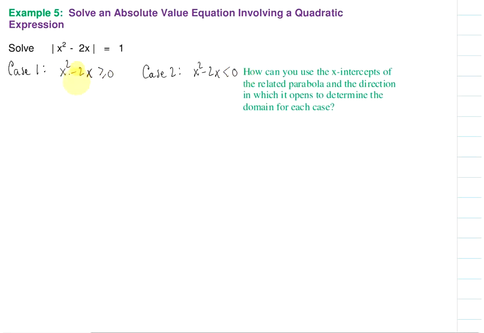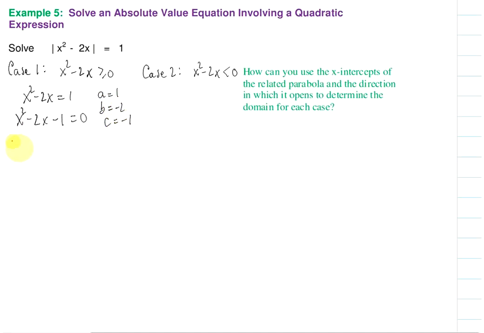Okay, so on to case 1. We want to take a look at where x squared minus 2x is greater than 0. So that's positive. We're going to make it equal to 1. It's a quadratic, so set the whole thing equal to 0. The 1 becomes negative on the left. And it's not factorable. There are no two factors that will multiply to give me negative 1 and add to give me negative 2, so I'm going to use the quadratic formula. So A is 1, B is negative 2, and C is negative 1.